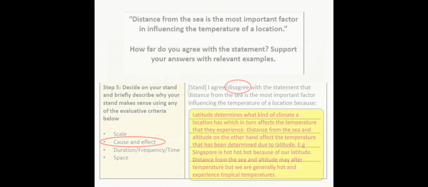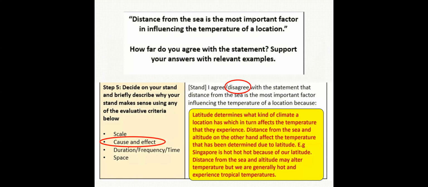All right, so let's say this is step 5. So just remember that this is step 5. Deciding on your stand and briefly describe why your stand makes sense using an evaluative criteria. Let's say I use cause and effect or environment. I would generally say, remember, this is my argument. You can adopt whatever argument that you have as long as you're able to support it.